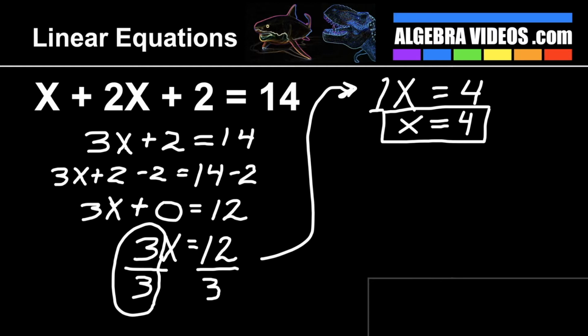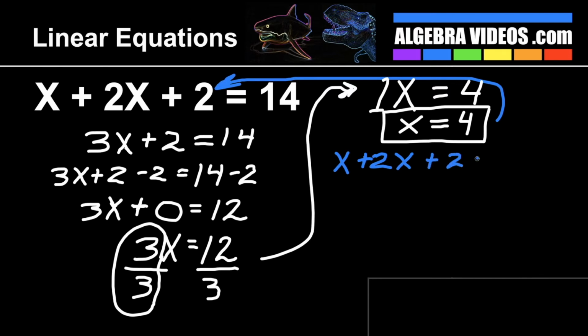We could just stop right there. But to check our work, we can plug in the solution of x equals 4 back into the original equation and see if it works, see if it holds true, see if both sides stay equal. So I'm just going to rewrite the original equation. x plus 2x plus 2 equals 14.